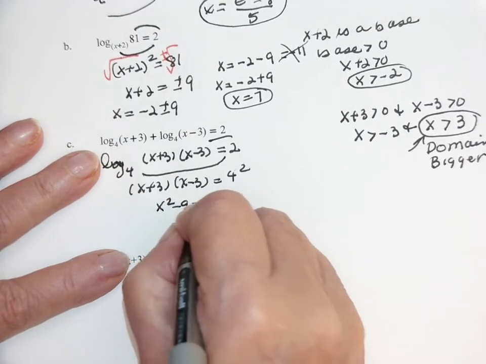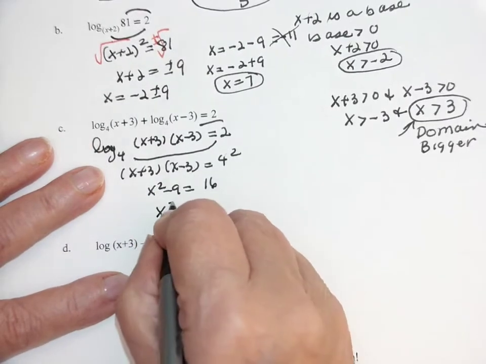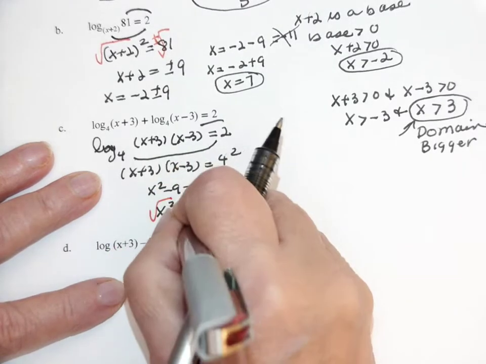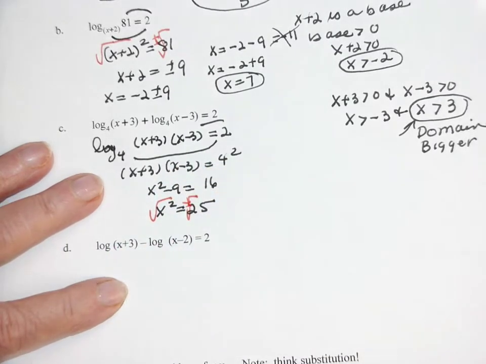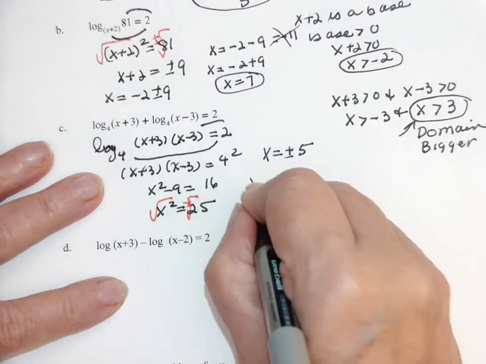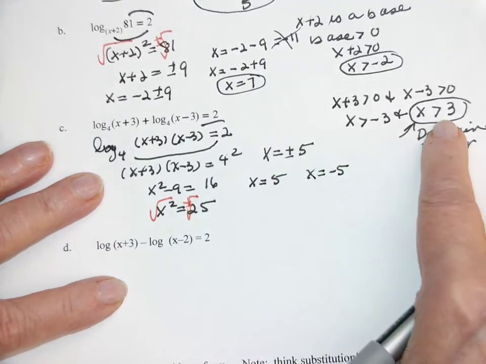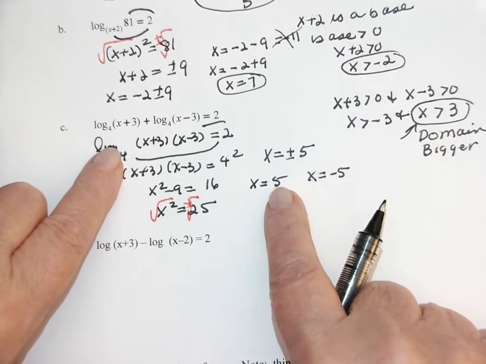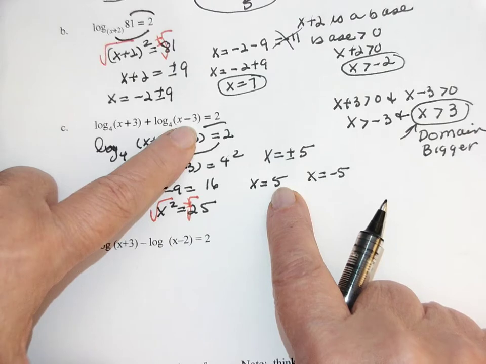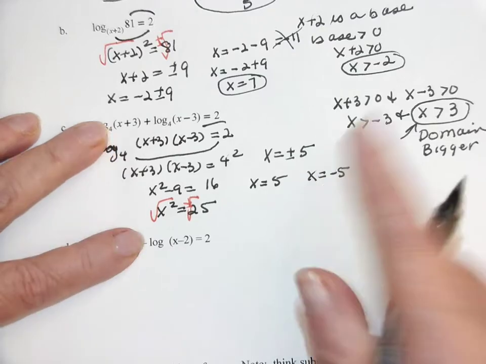X squared minus 9 equals 4 squared, which is 16. X squared equals 25. Take the square root of both sides. Don't forget the plus or minus. X equals plus or minus 5. So x is 5 or x is minus 5, but x has to be greater than 3. If I put 5 in, I'm fine. 5 plus 3 is 8, 5 minus 3 is 2. I can take the log of both of those. But negative 5 plus 3 is a negative number.